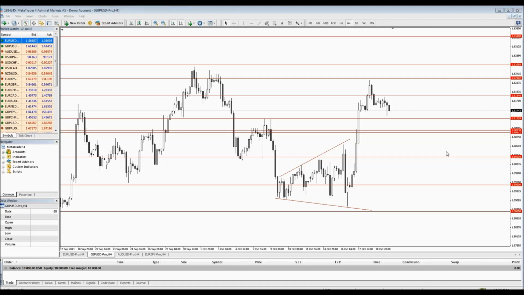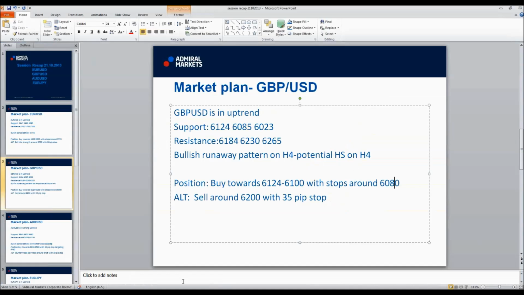So if you want to have some nice setups on cable, buy towards 61.24 at least for a scalp trade, or 61.00 if it proceeds to break down with very strong momentum. And if you buy around 61.00, we should place stops around 60.80. We should also try to sell around 61.90 or 62 with 35 pip stop. This would be optimal trade. If it comes to the 62 level, this can be optimal trade.